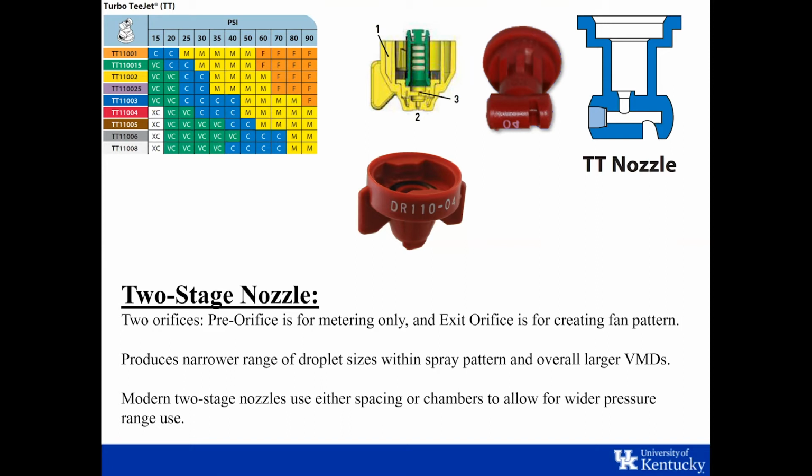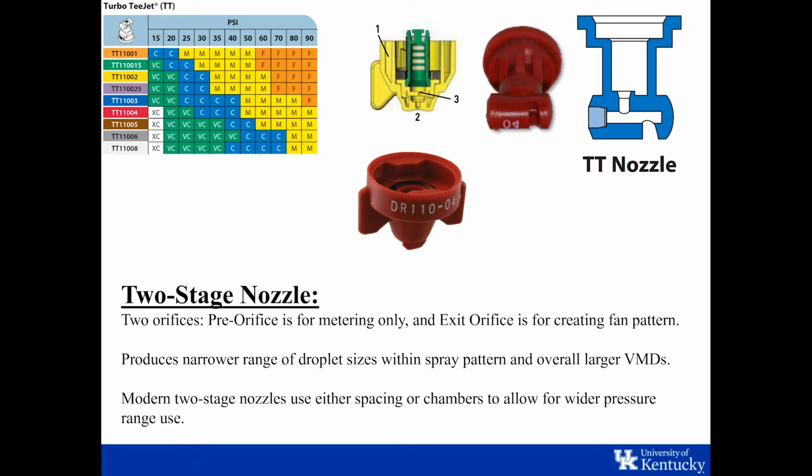And so with these, they're not as prone to differences or changes in droplet size as we change our pressure. You can see here in this chart that they still do change their droplet size over different pressures, but they're not quite as prone to it as those single stage nozzles are. And overall, we can get a larger droplet spectrum out of these nozzles as compared to a single stage nozzle.